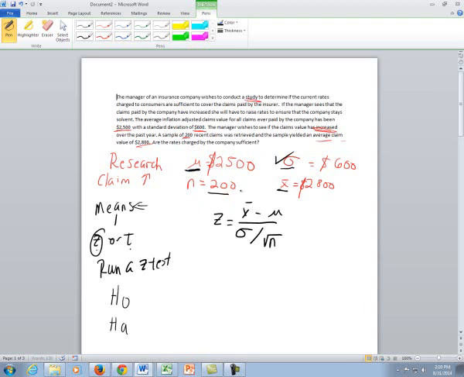What the manager is looking for is to see if there is an increase, and that is our claim. There is an increase, and this is a study, so it's going to be a research hypothesis. We know what mu is right there: it's $2,500. We know it's a test of means, so our hypothesis always looks like this: mu is equal to some number. In this case, it's $2,500.